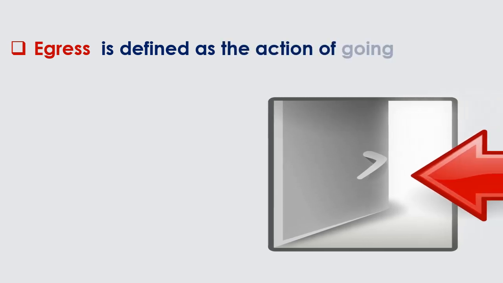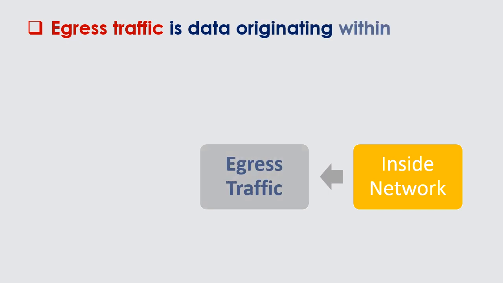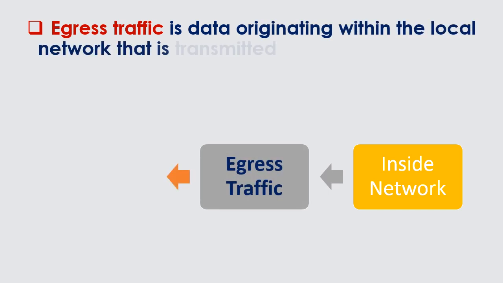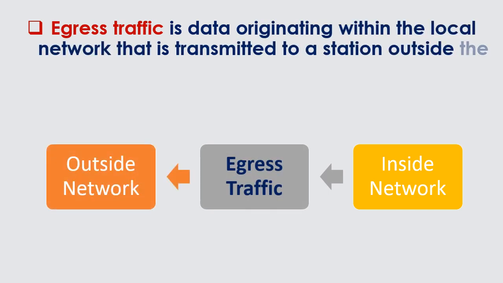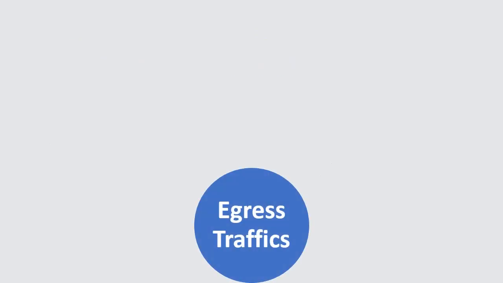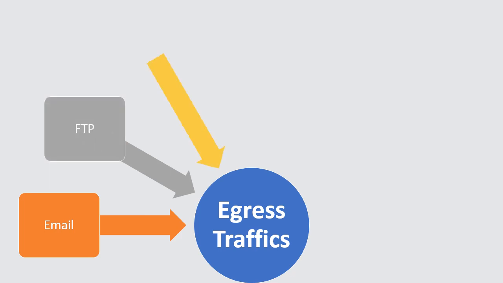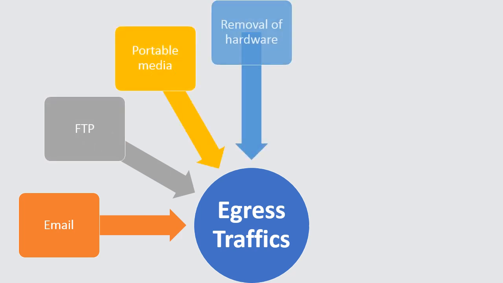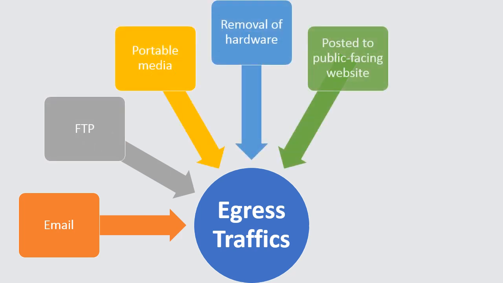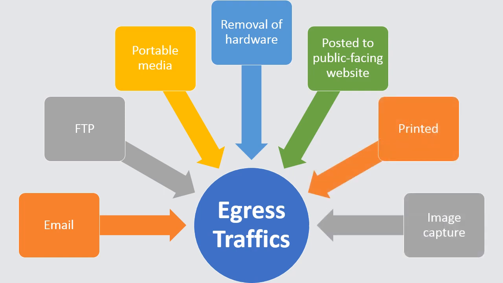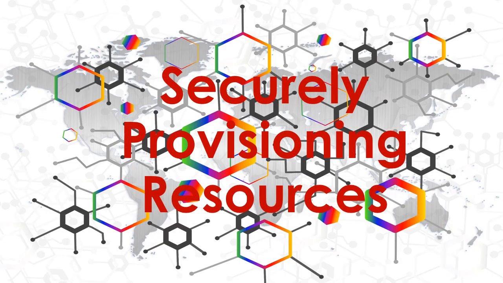Egress is defined as the action of going or coming out. Egress traffic is data originating within the local network that is transmitted to a station outside the network. Egress traffic includes email, FTP, portable media, removal of hardware, posted to public-facing website, printed, image capture, securely provisioning resources.